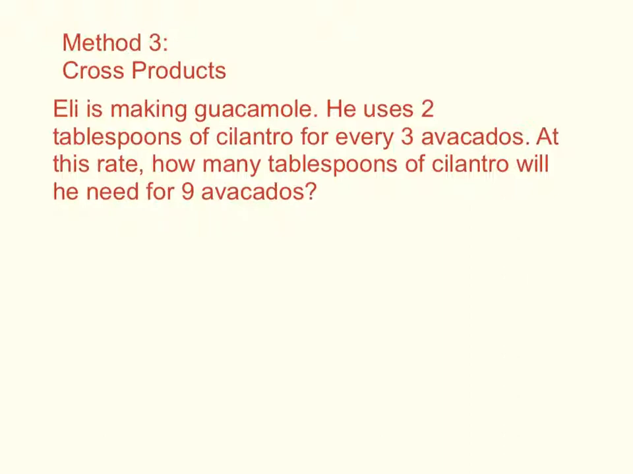Another method is cross products. Let's use the same example. Eli's making guacamole. He uses 2 tablespoons of cilantro for every 3 avocados. At this rate, how many tablespoons of cilantro will he need for 9 avocados? Once again, I'm going to set up my equivalent rate at 2 to 3, and we want to know how many tablespoons of cilantro will be needed for 9 avocados. In this method, I'm going to use cross products.